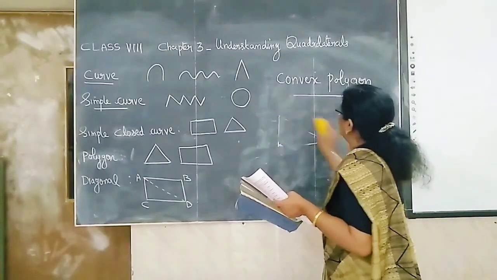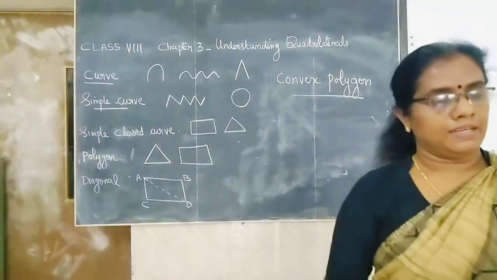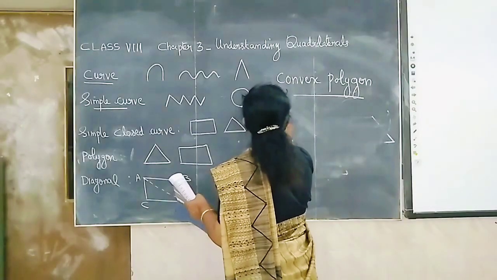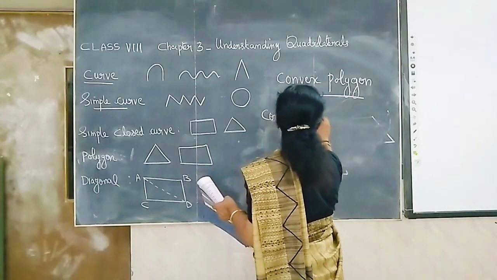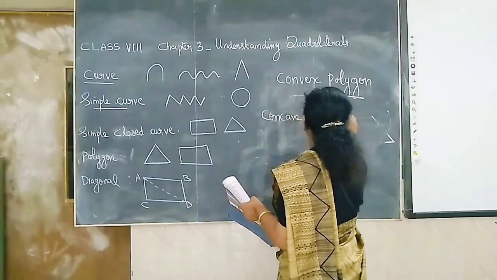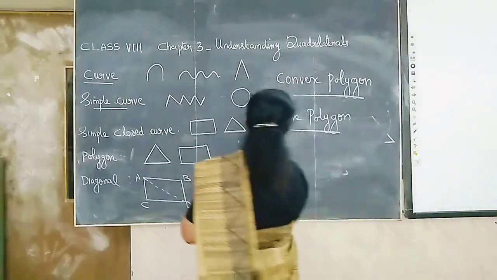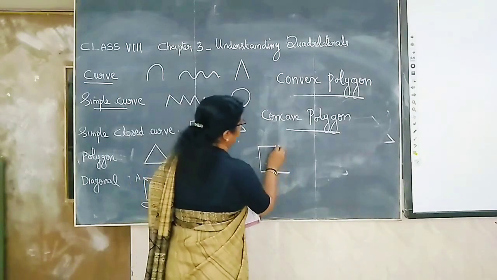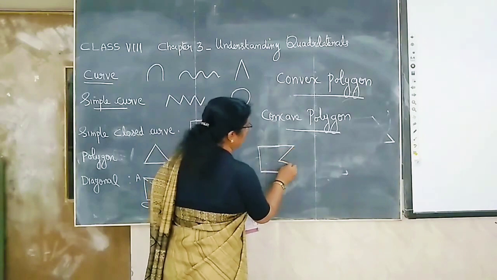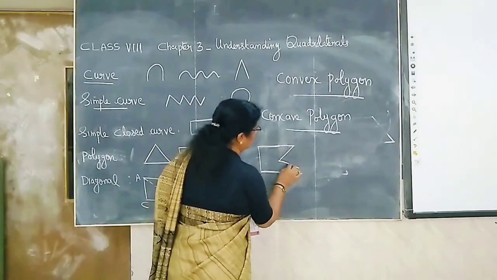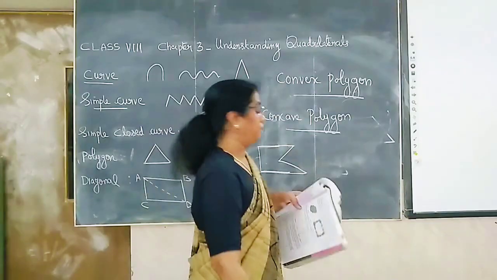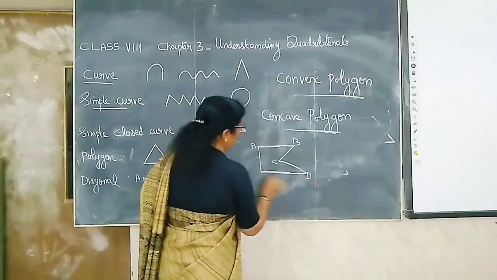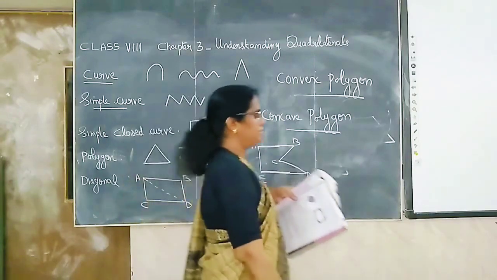And one more thing is concave polygon. Next one is concave polygon. Here you can give the name A, B, C, D, E.